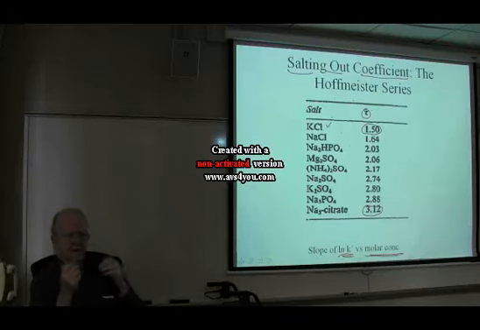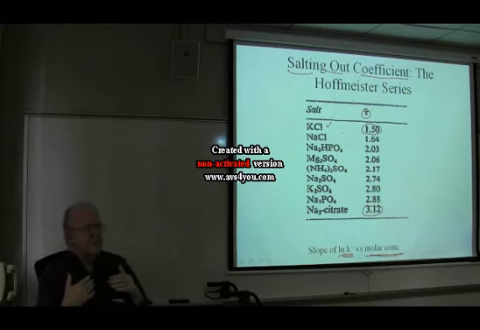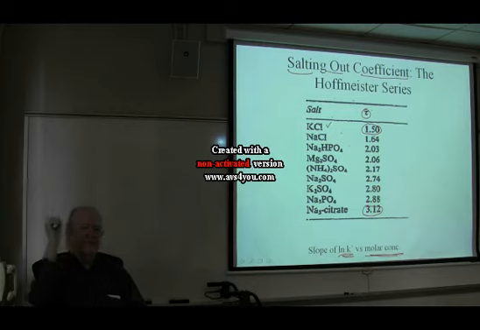Miscible, like tert-butanol and water. They form two phases. You have some organic compound that's too water soluble. You want to extract it into the tert-butanol. You throw in a couple of fistfuls of salt.